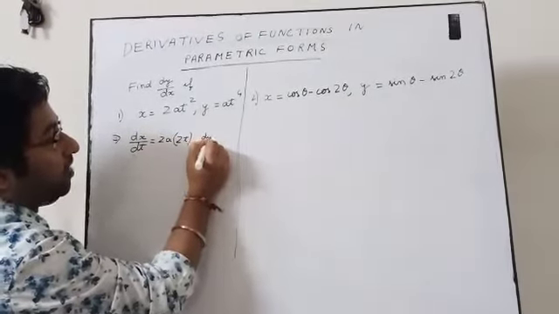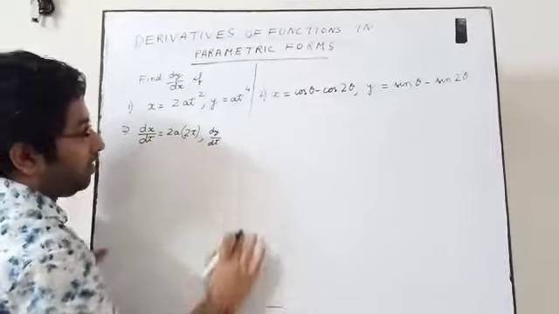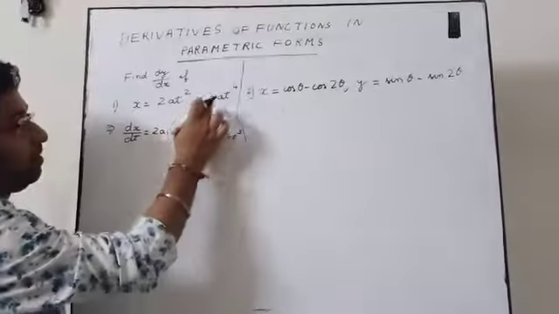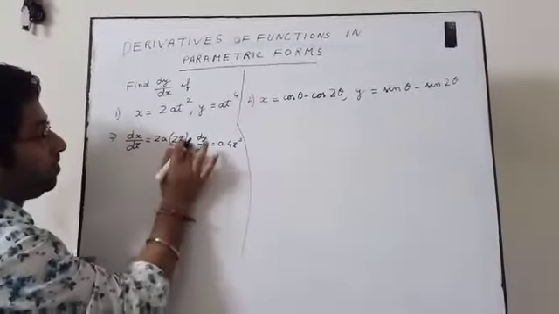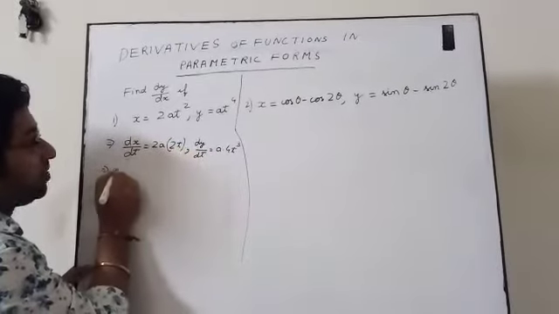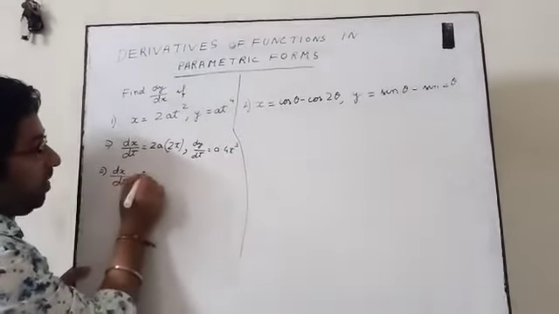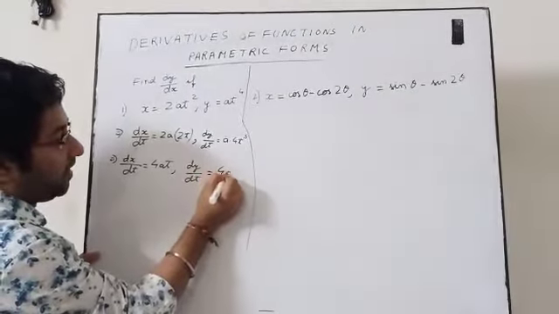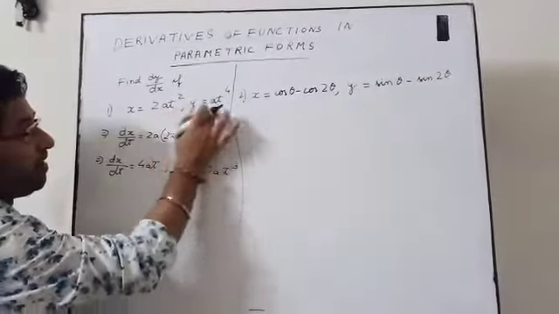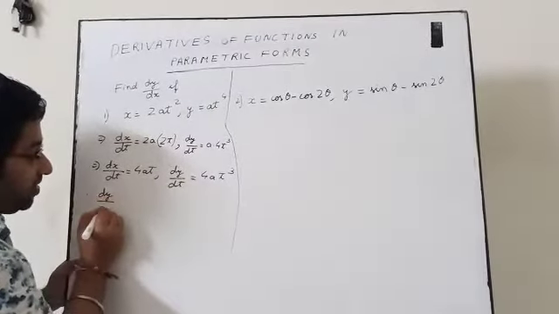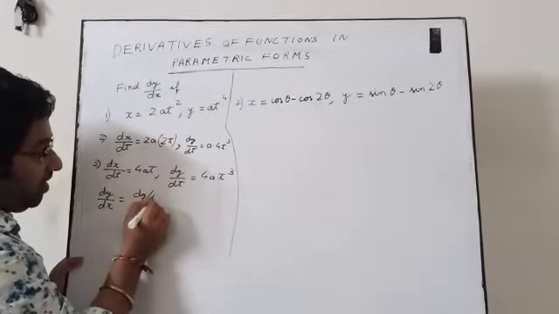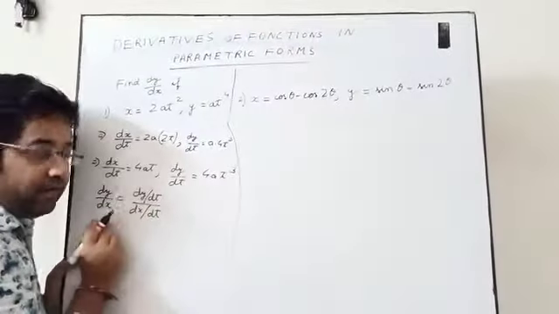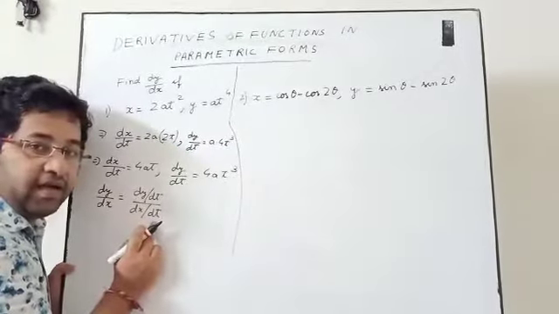Again dy by dt will be how much? A into 4t cube. So dx by dt will be 4at and dy by dt will be 4at cube. Since this is a parametric form, what is the formula? dy by dx equals dy by dt divided by dx by dt. This is the formula for the parametric form.